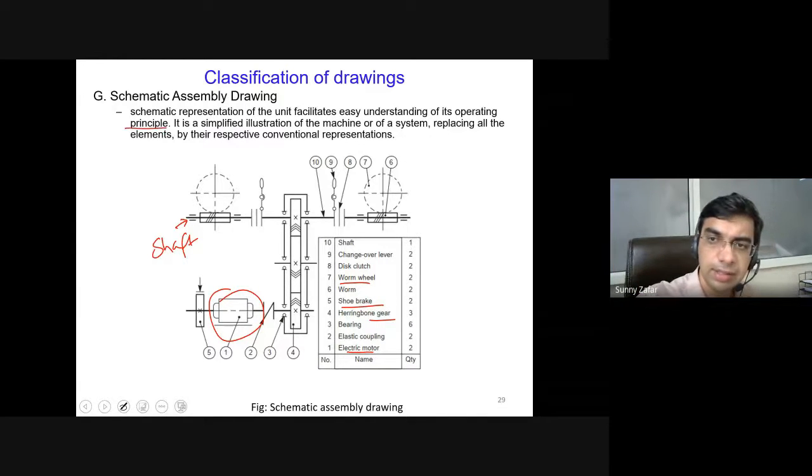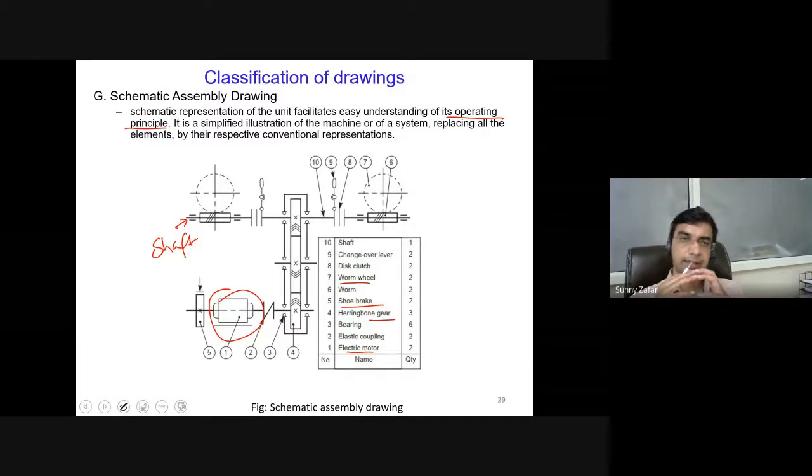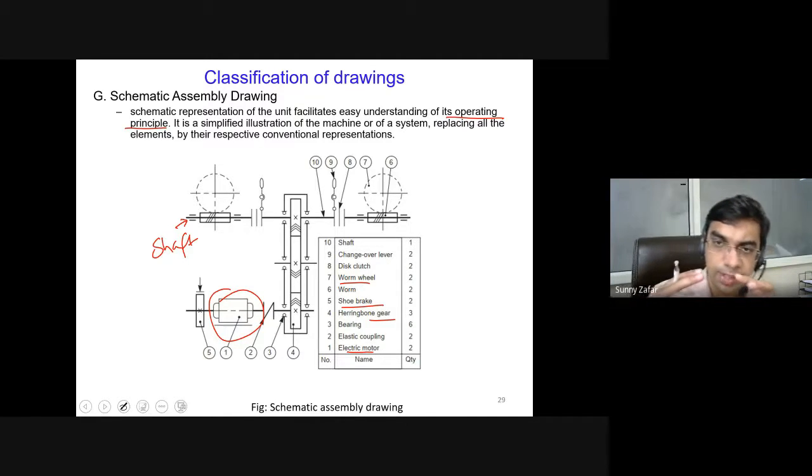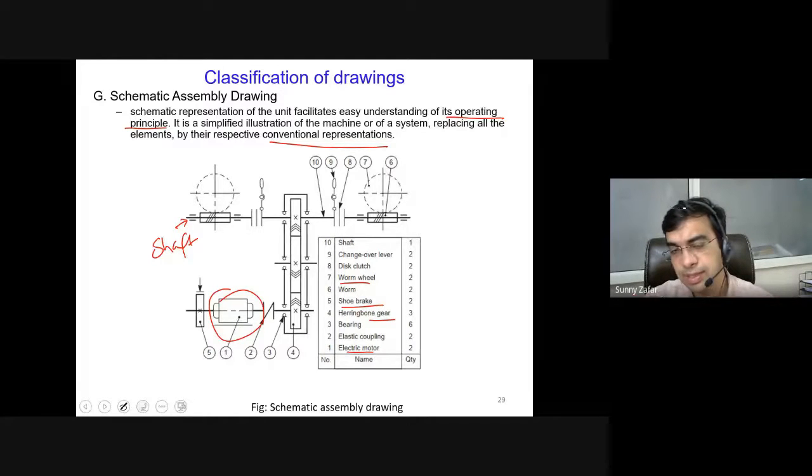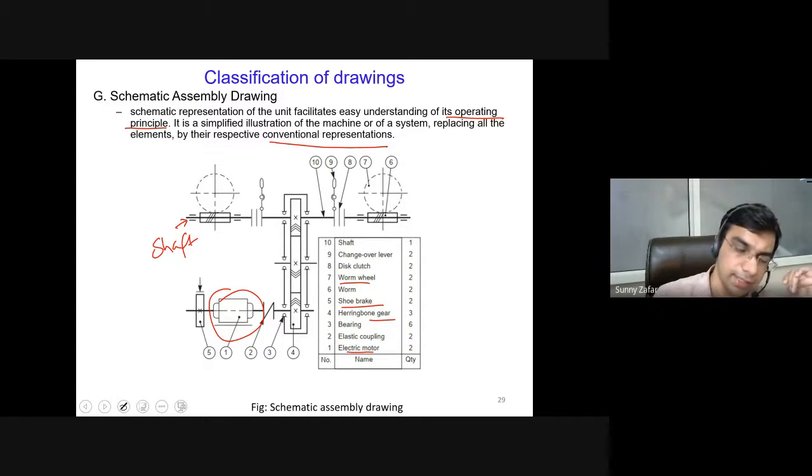So these types of schematic assembly drawings are only useful for showing the schematic from the operational perspective, not the manufacturing or design perspective, using the conventional representations. So using these symbols or the schematics, we can represent a complete system to understand its working.